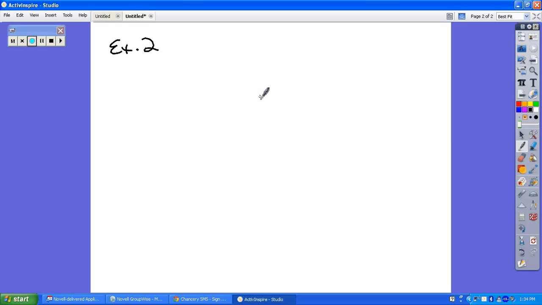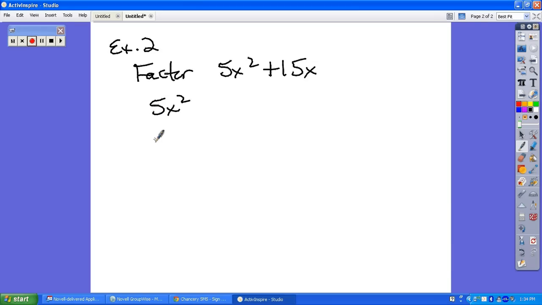And we are going to factor 5x squared plus 15x. I'm going to do the same thing. If you can look at it and tell, I'm perfectly happy with that. But I'm going to break this up into 5x squared, and then I'm going to do 15x. Again, I only write the sign if it's not a positive.